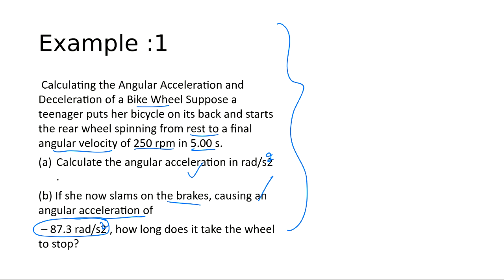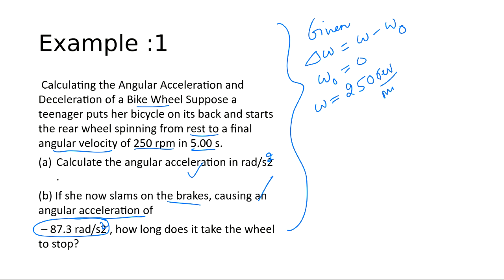So basically, what is given? Let's write down what is given to us. We have delta omega, where delta omega is omega minus omega naught. A teenager puts her bicycle on its back and starts the rear wheel spinning from rest to a final angular velocity. Omega naught is 0. Your omega is 250 revs per minute. If you have watched video number 1, you can convert your 250 revs per minute into radians per second. That is how you do it.